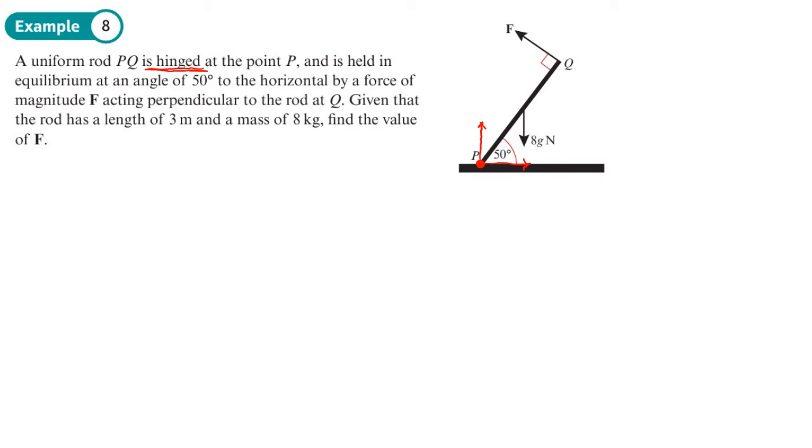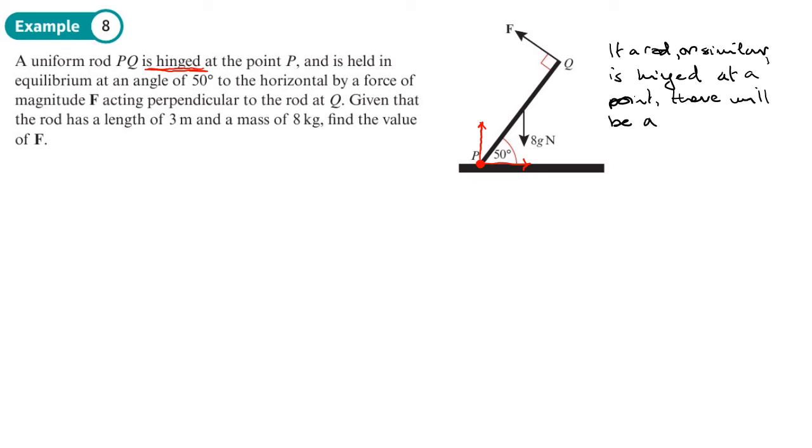So if a rod or similar is hinged at a point, there will be a horizontal and vertical component or parts to the reaction.